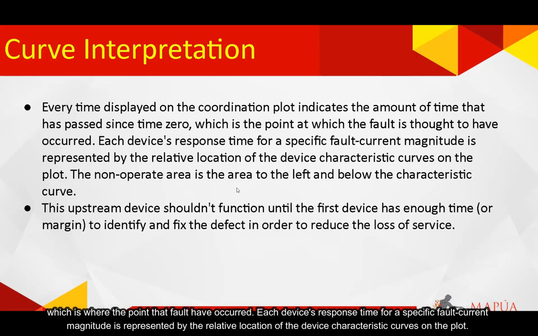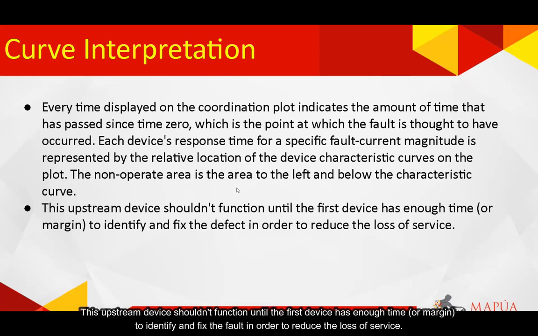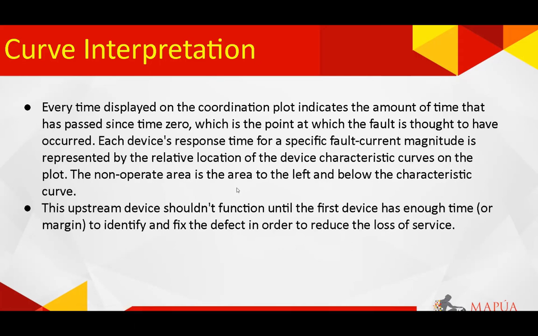Each device's response time for a specific fault current magnitude is represented by the relative location of the device characteristic curves on the plot. The upstream device shouldn't function until the first device has enough time or margin to identify and fix the fault in order to reduce the loss of service.